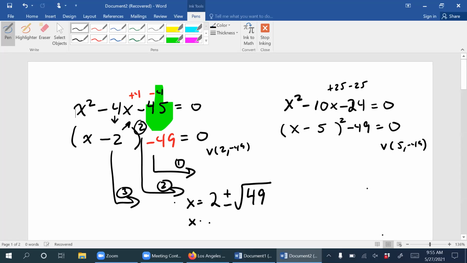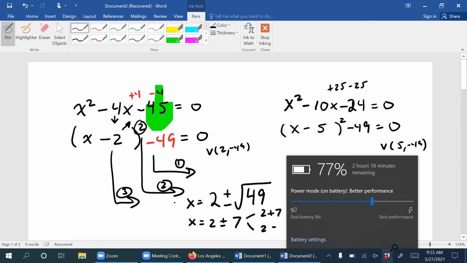X equals 2 plus and minus square root of 49 is 7. And we have our two possibilities, 2 plus 7 and 2 minus 7.